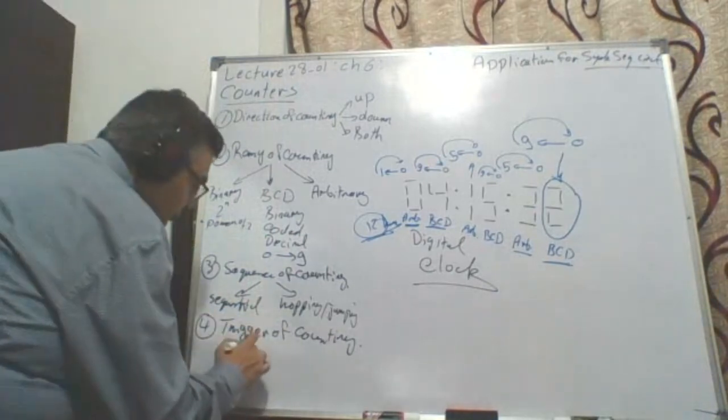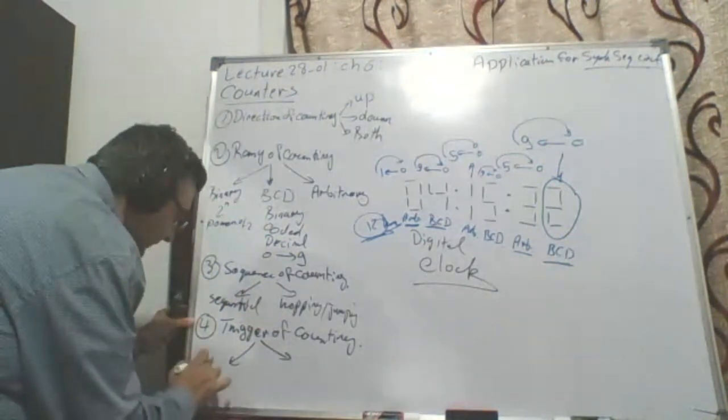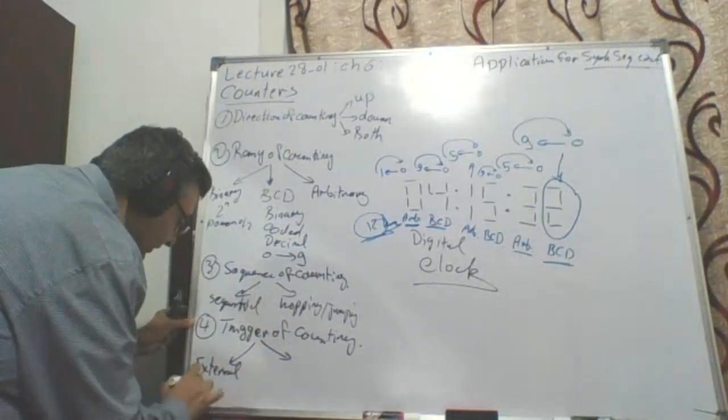We have here two types of counters. I have what's called the external trigger.